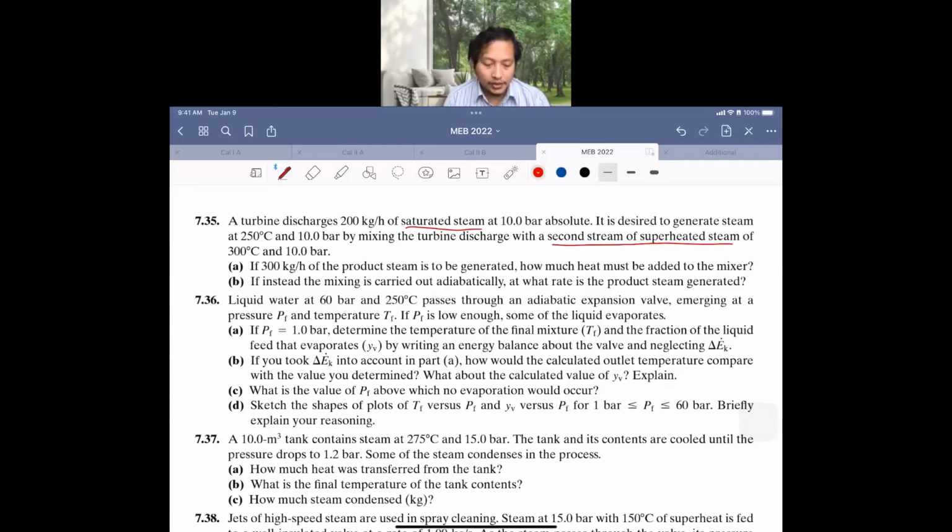Okay, so if 300 kilograms per hour of the product steam is to be generated, how much heat must be added? Now if we look at the question, the given information, we are going to use the saturated steam table and the superheated steam table. So at least tables B6 and B7 might be required to evaluate the enthalpy. And the second question: if the mixing is adiabatic, it asks for the rate of the product steam generated. Adiabatic means there is no heat flow, so the heat flow is zero. But let me go through the first question, part A, first.